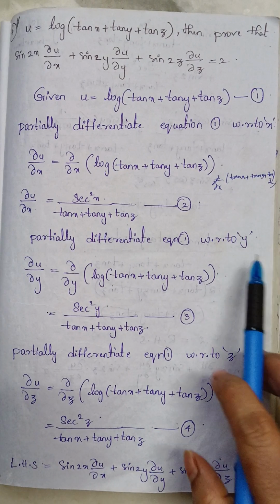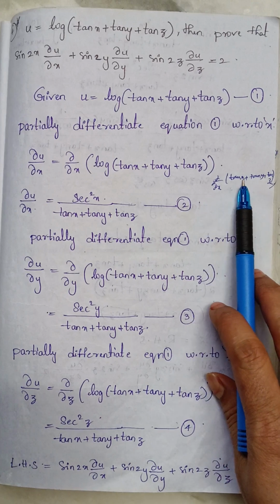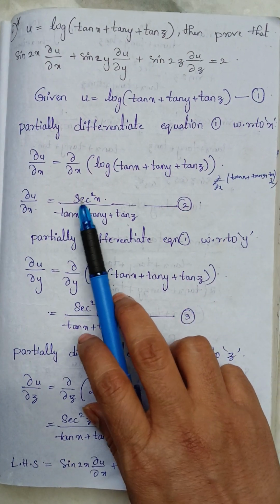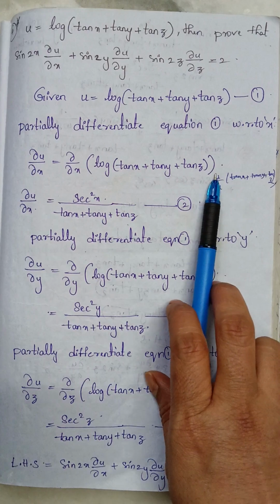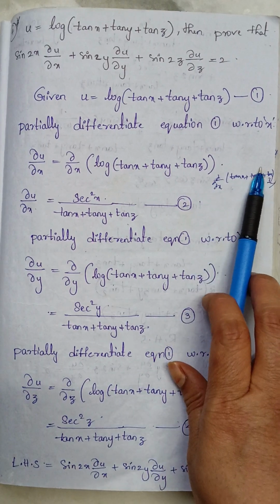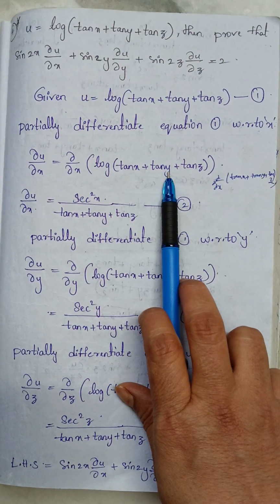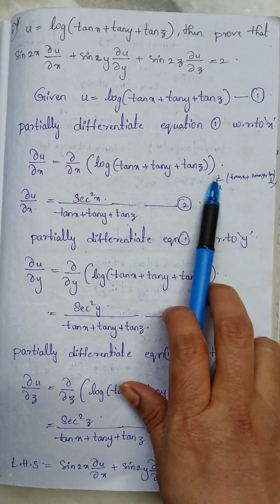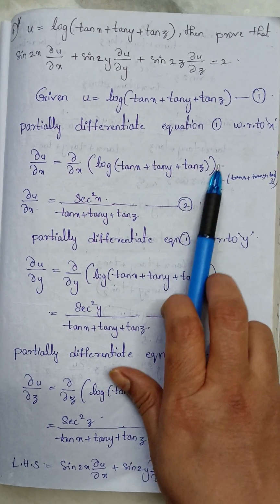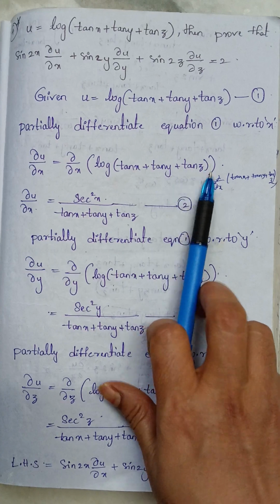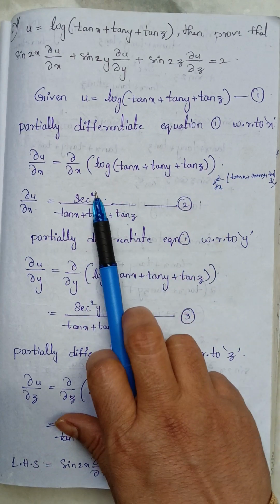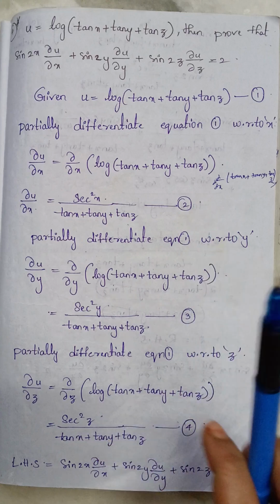Now see here, tan x with respect to x, tan x derivative is secant square x. Here I am taking directly, and dou by dou x of tan y, which contains what? No x term, so it is obviously a constant. So dou by dou x of tan y is 0, dou by dou z of tan z is also 0. That's why we are taking only secant square x here, with the denominator as it is.